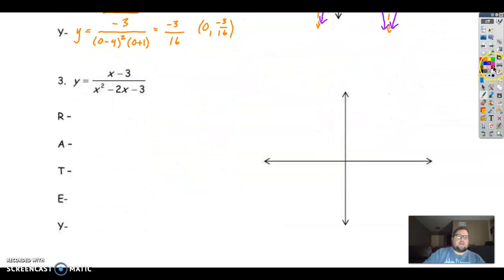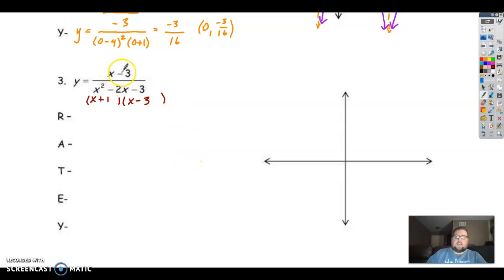All right, number 3. This is going to introduce that new thing that I did not talk about in our last lesson because we didn't have any problems that did this. So first thing we want to do here is factor. So let's factor this denominator, x plus 1 and x minus 3.